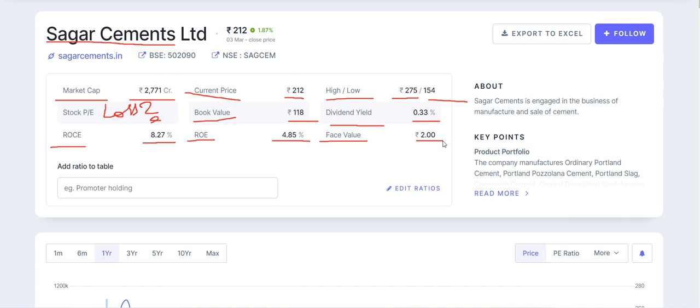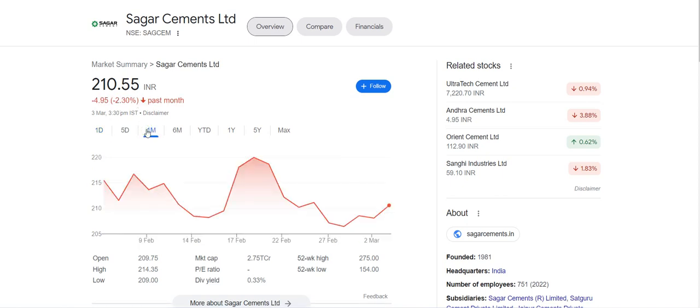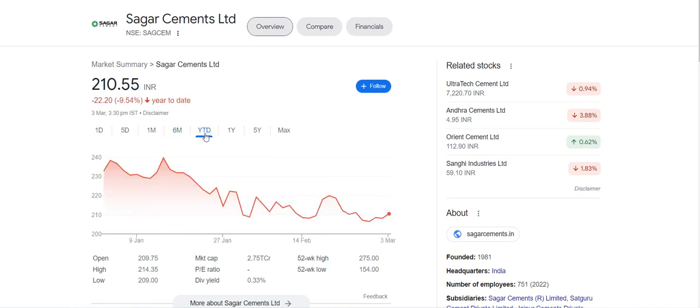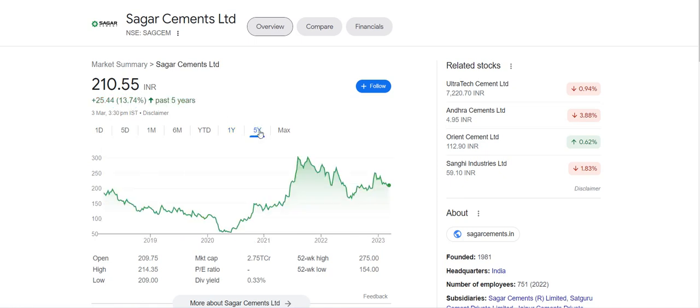Now we'll look at how the company generated returns in the previous months as well as the previous years. In one day, it generated a return of plus 1.18%. In 1 month, it generated a negative return of minus 2.30%. In 6 months, it generated a 3.69% positive return. Year to date, from the starting of January till date, it generated a return of minus 9.54%, a negative return. In 1 year, it generated a return of minus 2.1%. In 5 years, it generated just 13.74% positive return.